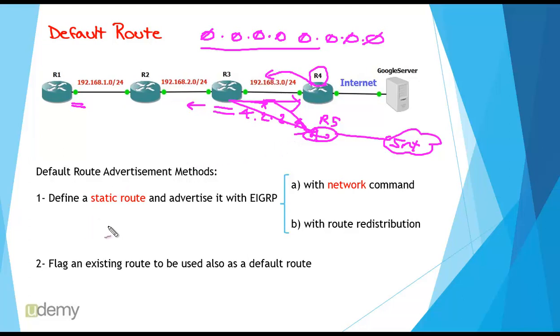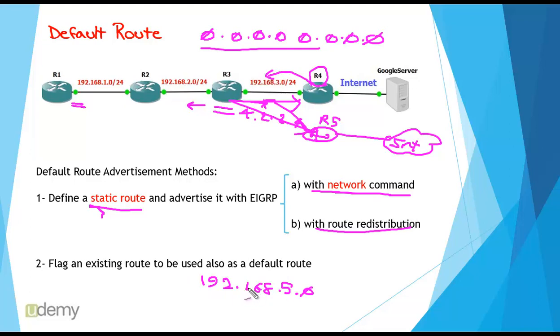There are two major ways. First, define a static route and advertise it with EIGRP. We could do it in two ways: we could advertise it with the network command, and we could advertise it with route redistribution. We will configure both of these methods. And the second way is to flag an existing route to be used also as a default route. In this scenario, we don't have any default route like this. We have a classful network, which I choose, the network 192.168.5.0, and we want to ask routers to accept this route as their default route. We will see how I do it.